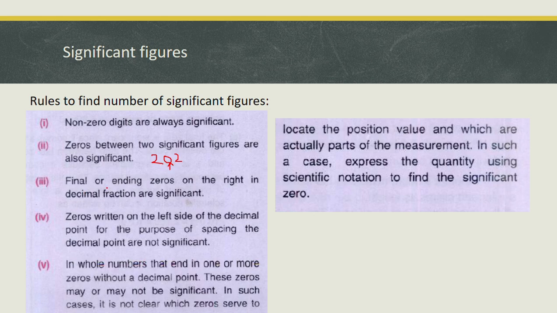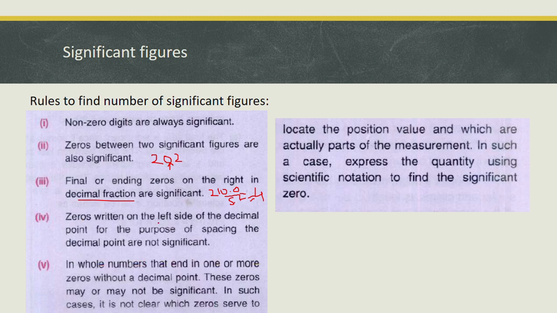Now the final zeros, or ending zeros on the right side of the decimal, are also significant. Let's suppose I am writing 210.0. Now it has four significant figures, because these two zeros are also significant. They are on the right side, ending the decimal fraction, so they are also significant.